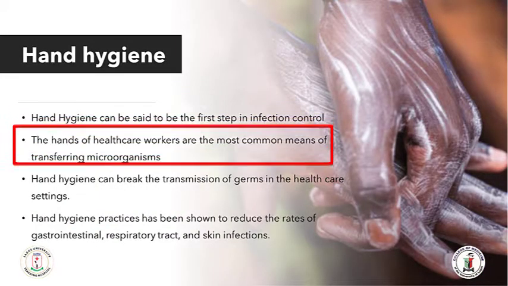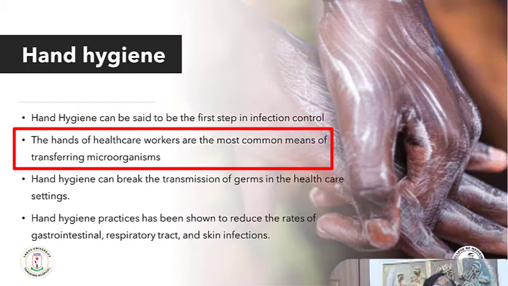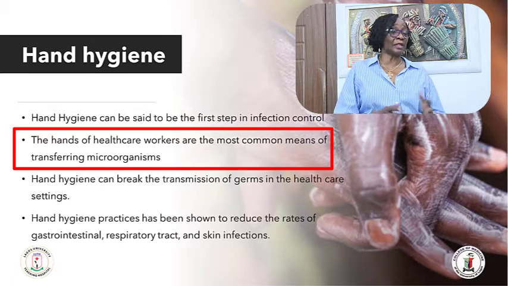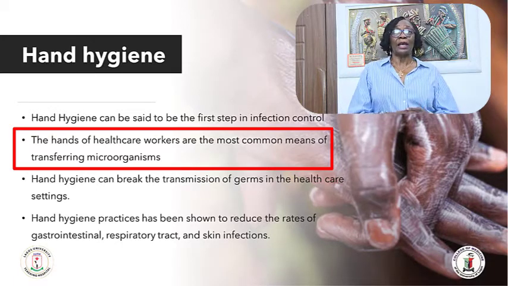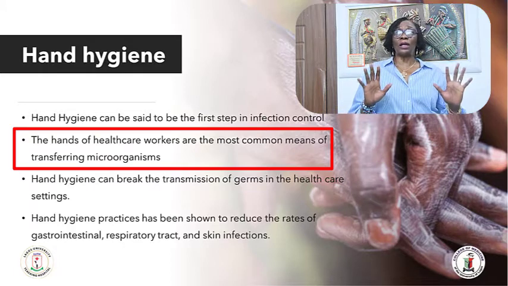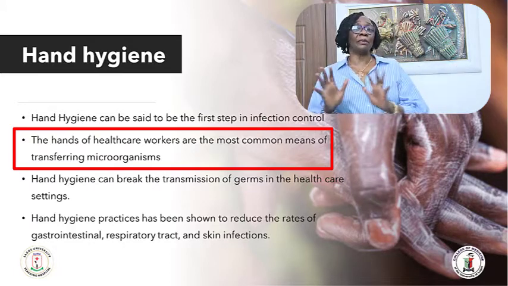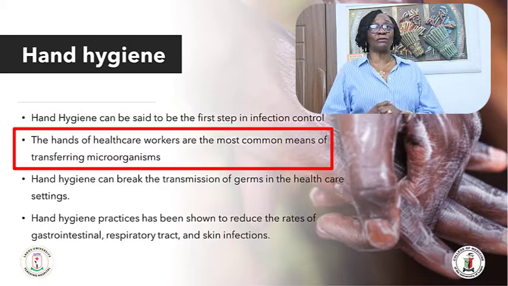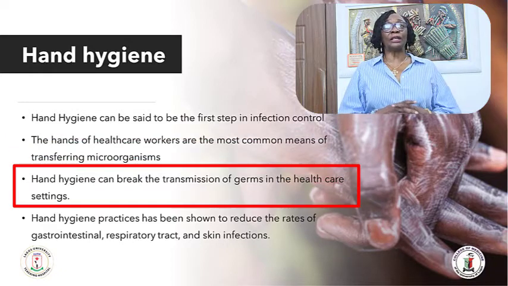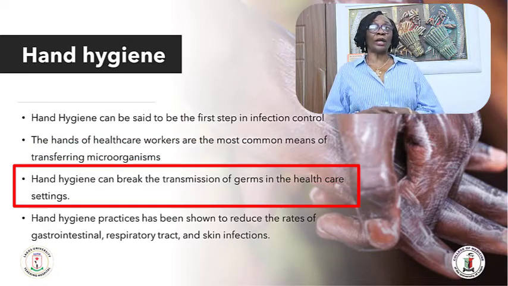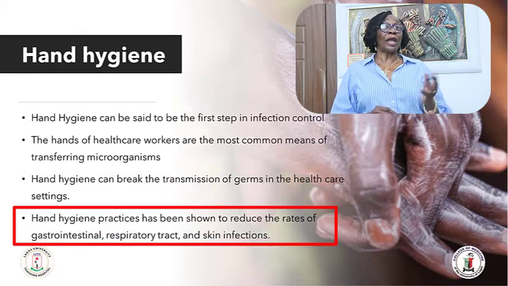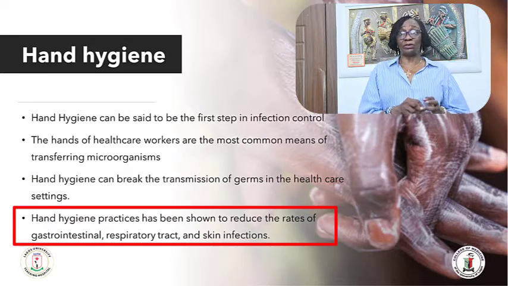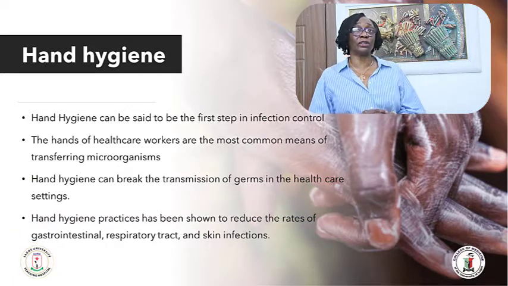This can be said to be the first step in IPC. The hands of healthcare workers are the most common means of transferring microorganisms, and this is because the hands are all over the place and they're touching surfaces. So it has been found that hands carry microorganisms and can move them from person to person or from person to the environment. So good hand hygiene can break the transmission of microorganisms in the healthcare setting, because we have found that good hand hygiene can reduce the rates of diarrhea, respiratory tract infections, and skin infections.